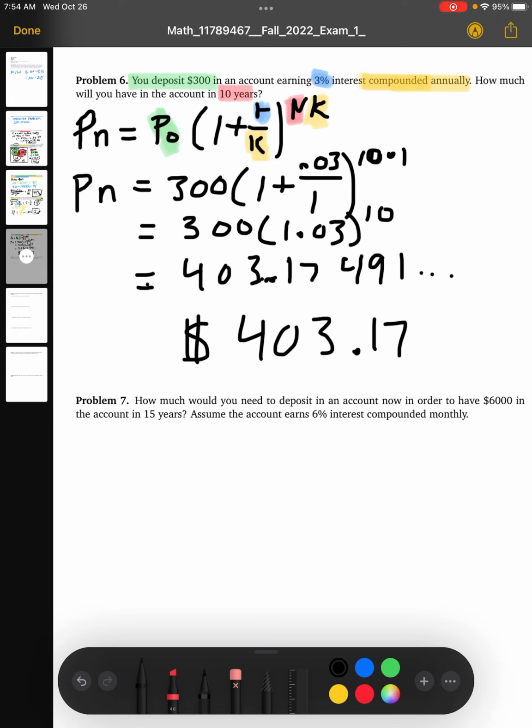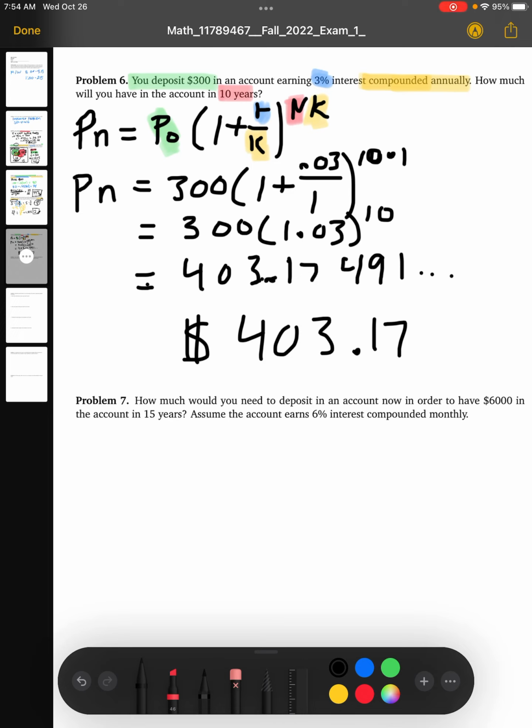First, again, we have to decide what formula we're going to need. So again, I notice here that my formula is compounding monthly. So this is going to be compound interest. Now, this problem is a little bit different than problem 6, because it's asking us how much we're going to need to deposit in an account now in order to have $6,000 in the account in 15 years. So assume the account earns 6% compounded monthly.